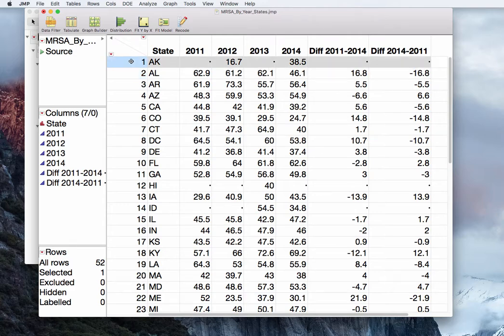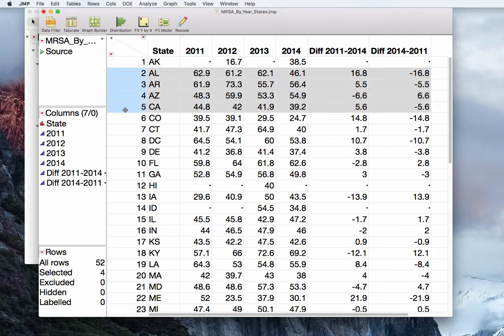Notice for Alaska, we actually don't get a score because they have 2014 data, but they do not have 2011 data. So we don't get a difference score. But these are essentially giving us identical results with respect to the absolute difference in the years. We just have a negative sign if we do the subtraction one way and a positive sign if we do it the other way.